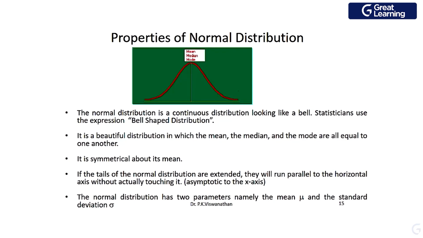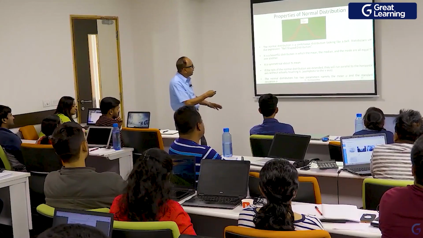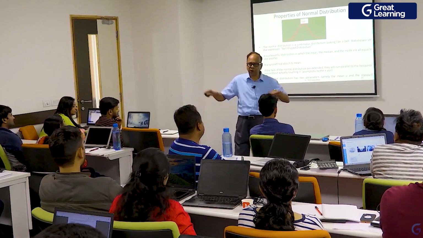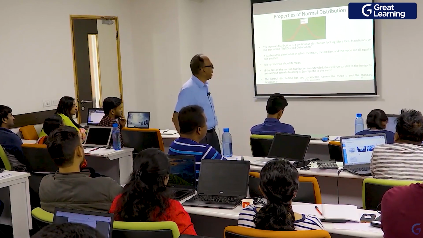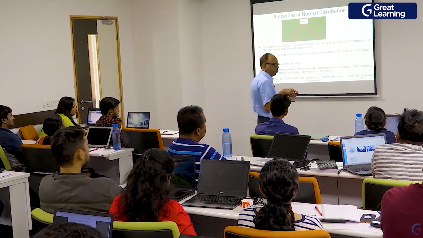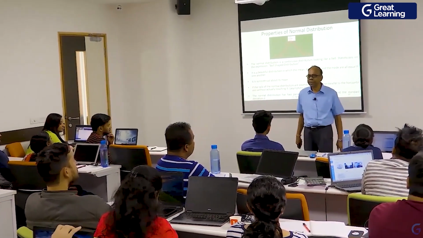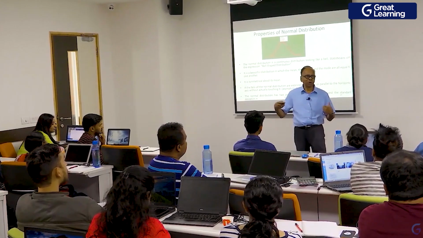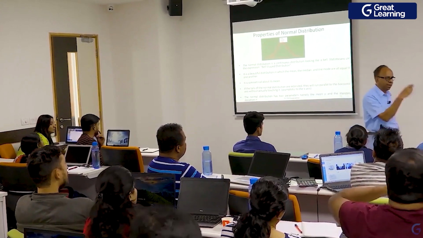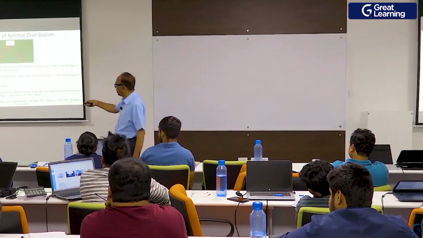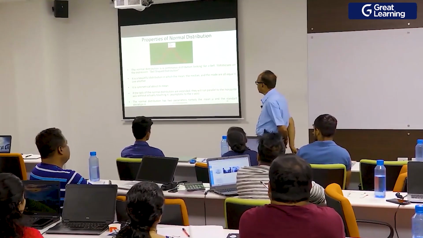If I can say in a lighter vein, normal distribution is secular. Mean, median, mode, all are equal to one another. Mean is equal to median is equal to mode. It looks like a bell. Then the property of symmetry. Empirical rule we said, it's symmetrical about the mean value, 1 standard deviation, 2 standard deviation, 3 standard deviation. Yesterday we did that. This is extremely important for knowledge, standards, specifications and all.